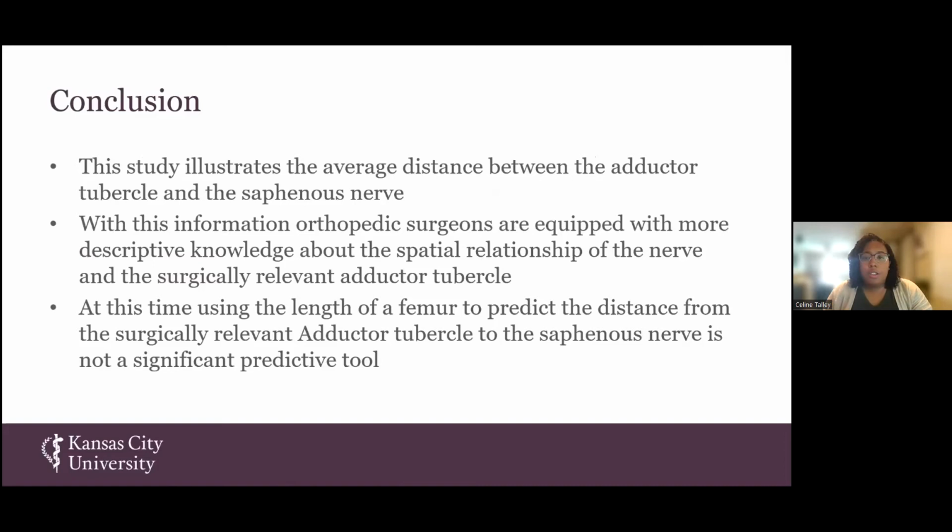This study illustrates the average distance between the adductor tubercle and the saphenous nerve. With this information, orthopedic surgeons are equipped with more descriptive knowledge about the spatial relationship of the nerve and the surgically relevant landmark. And unfortunately, at this time, using the length of the femur to predict the distance from the surgically relevant adductor tubercle to the saphenous nerve is not a significant predictive tool.